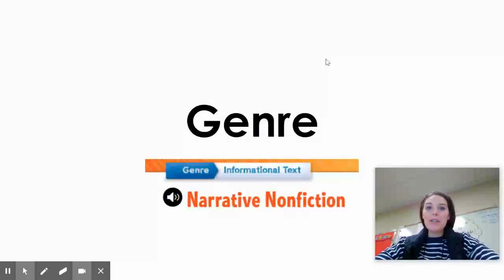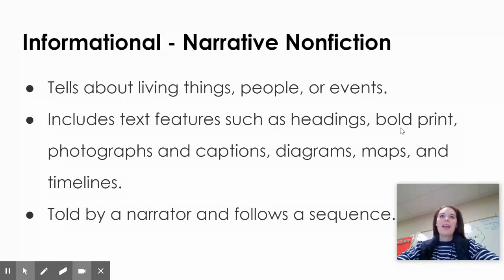This week, we are going to be reading informational text, specifically narrative nonfiction. Remember that nonfiction or informational means it is real, true information. Let's go ahead and look at the 3 things that a narrative nonfiction story has. A narrative nonfiction story tells about living things, people, or events.